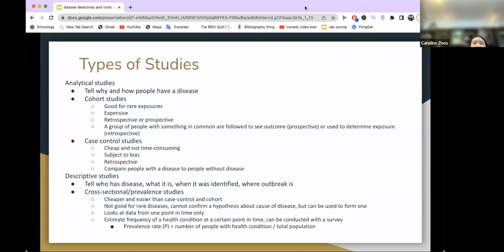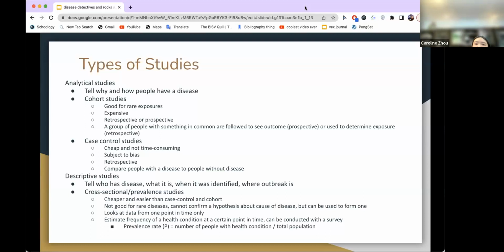Okay, so then there are descriptive studies. They tell who has a disease, what it is, when it was identified, and where the outbreak is. There's one main type, which is cross-sectional. It's also called a prevalence study. It's a lot cheaper and easier to implement than case control and cohort studies. However, it's not good for rare diseases, and it can only form a hypothesis. It cannot confirm a hypothesis about the cause of a disease, but it can be used to form one. It looks at data from one point in time only, so it's neither retrospective nor prospective.